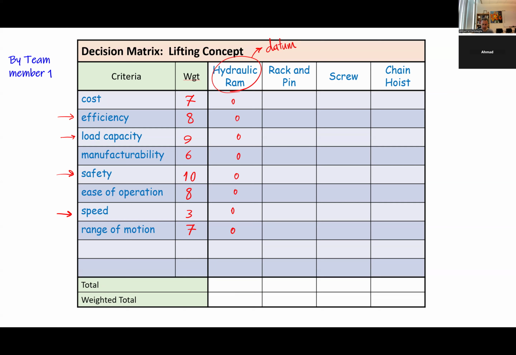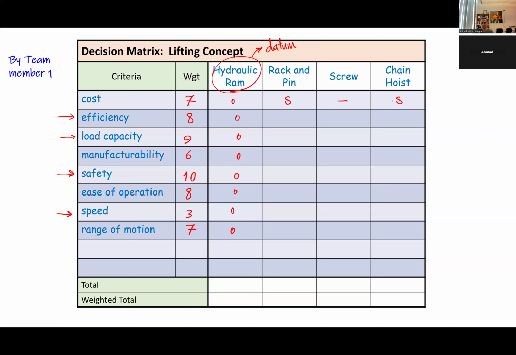Now, we are going to see for each of these concepts, based on the criteria, if they are better, same, or worse. If they are the same, we'll just give them S. For example, cost, I would say rack and pinion is the same as hydraulic. And I would say screw is more expensive, so I'm going to give it negative, so it is worse. And chain hoist, I would say, is the same.